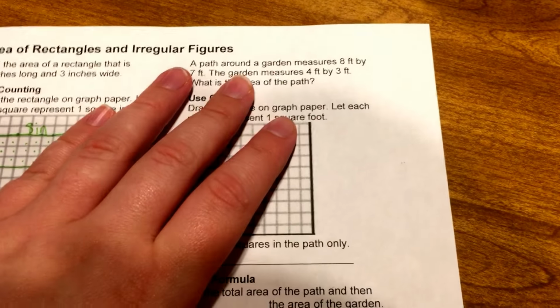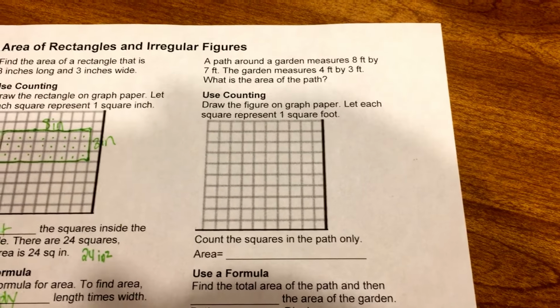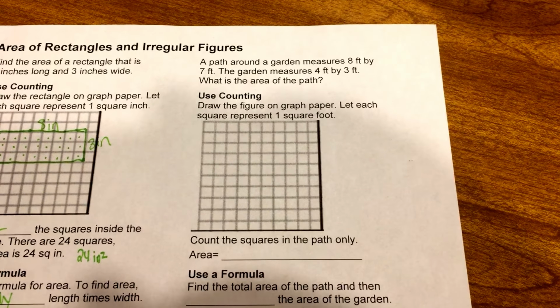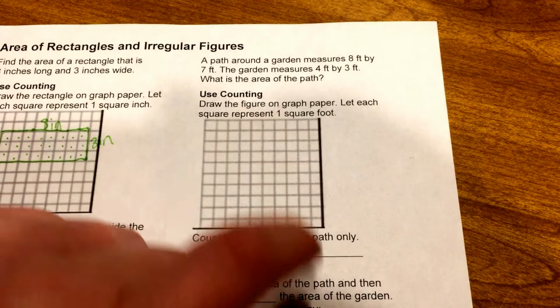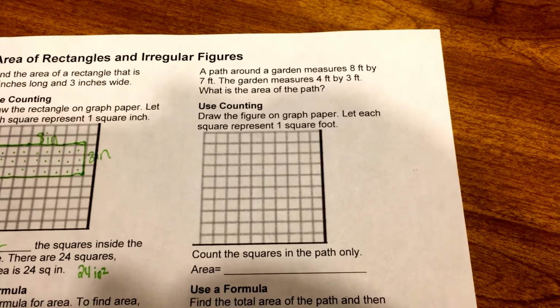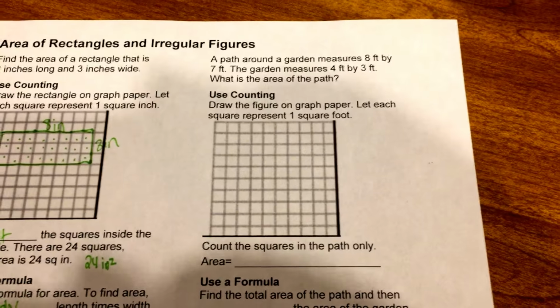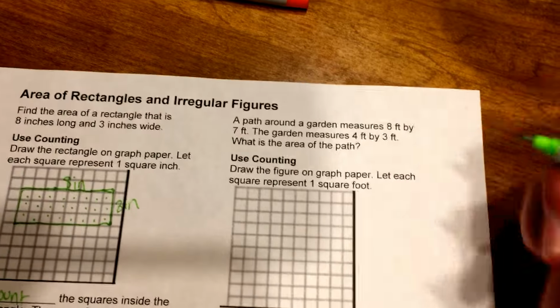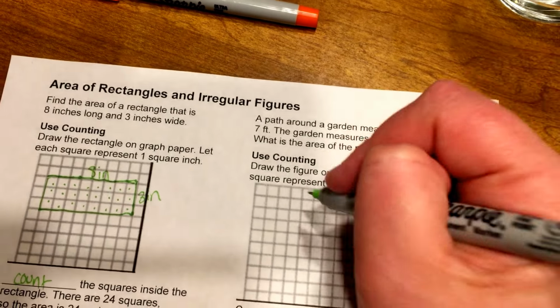This problem says, a path around a garden measures 8 feet by 7 feet. The garden measures 4 feet by 3 feet. They want to know what is the area of the path. Even if I wasn't going to use counting, I'd probably want to draw this out for my own self just to see what this looked like. But they did give us this grid, so let's go ahead and use it.